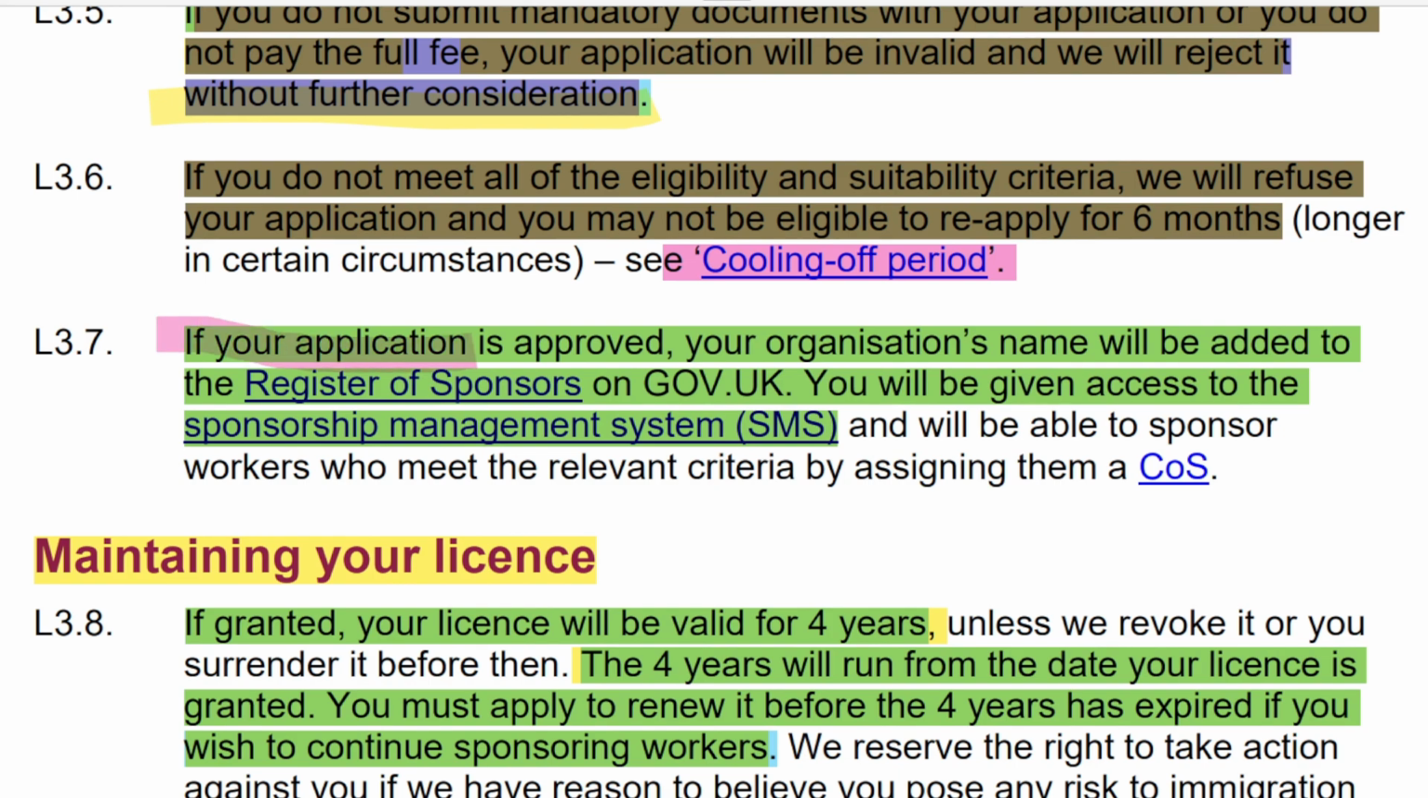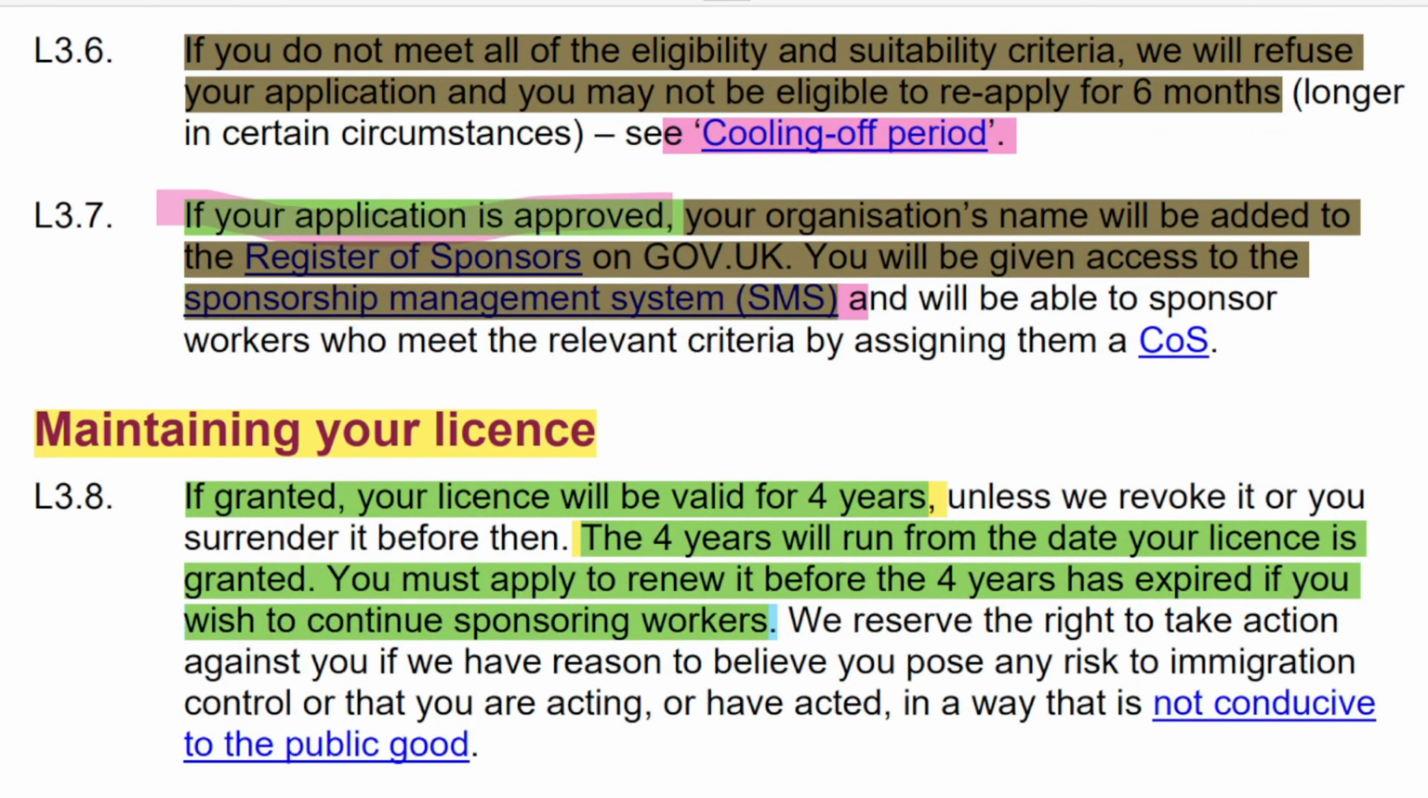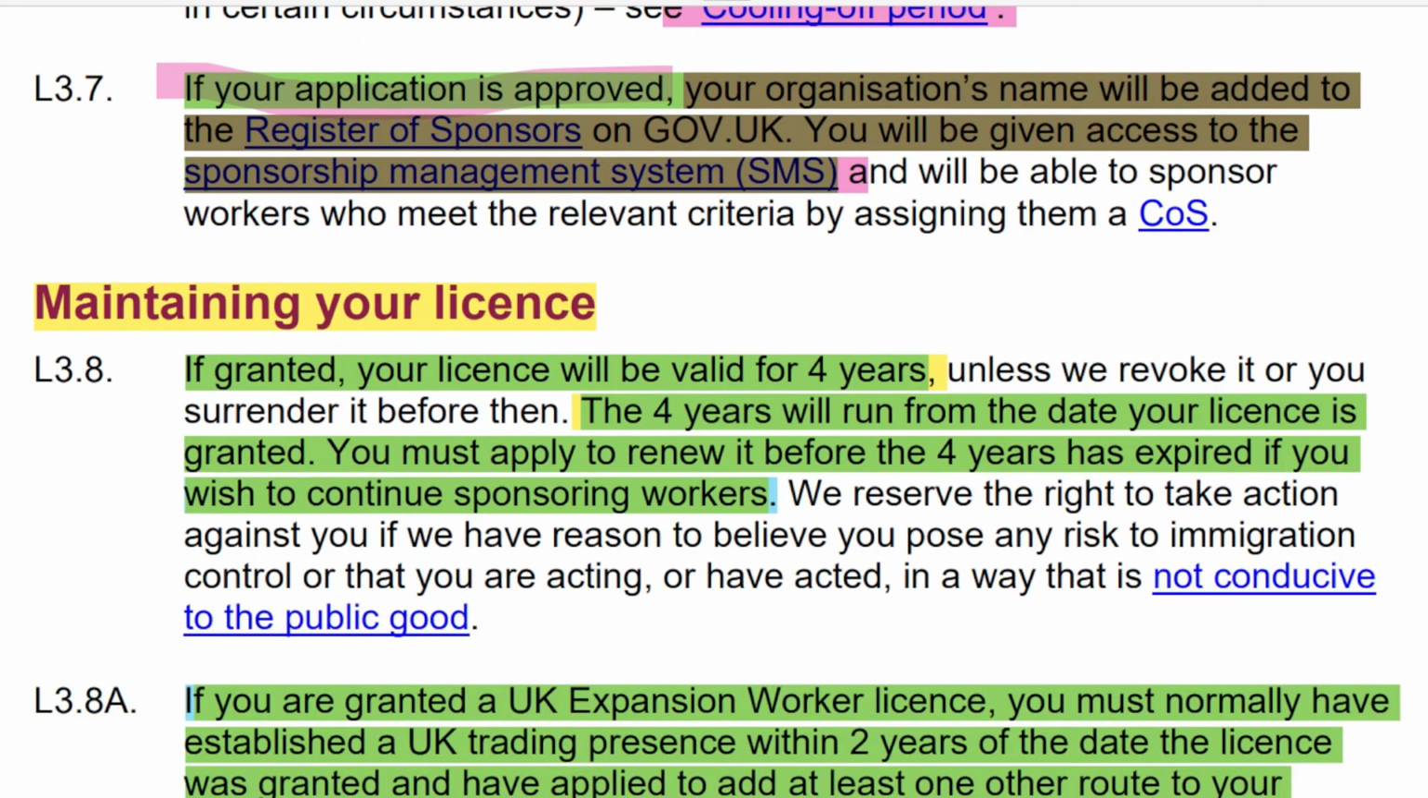If your application is approved, your organization name will be added to the register of sponsors on the gov.uk website. You will be given access to the sponsorship management system. SMS is a system which will be provided once you get the license, on which you can issue the certificate of sponsorship numbers and all that, and you can manage employees.